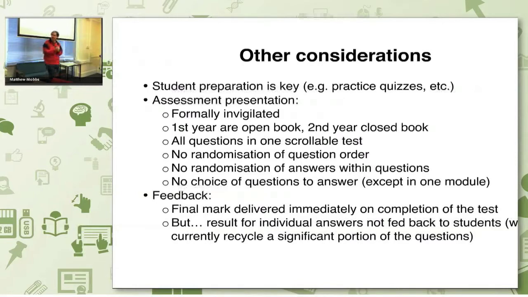We don't randomise the order of answers within the questions, or indeed change the answers, so all the students get the same test. We don't give them a choice, as I mentioned earlier. And the last thing, I guess, is we do give them the final mark, but we don't give them the results for individual answers. Mainly because at the moment we recycle significant portions of the assessments from one year to the next. There is some question churn because we obviously change some of these from year to year. The reason we are recycling the tests is that they are time consuming.